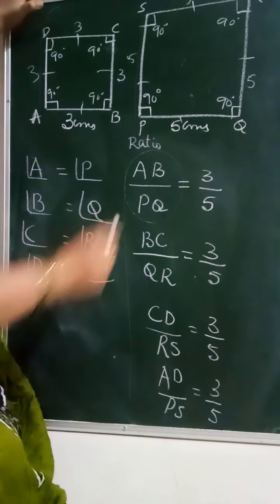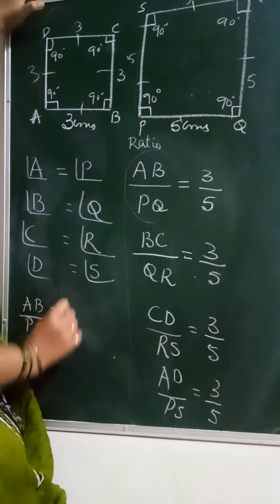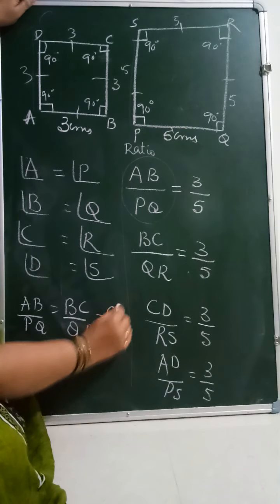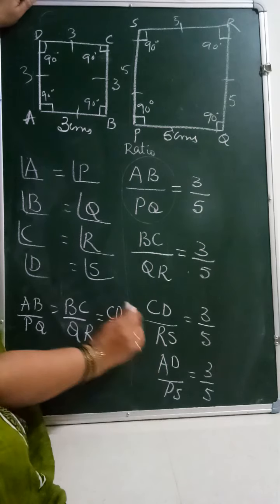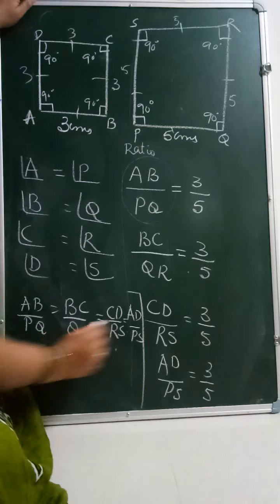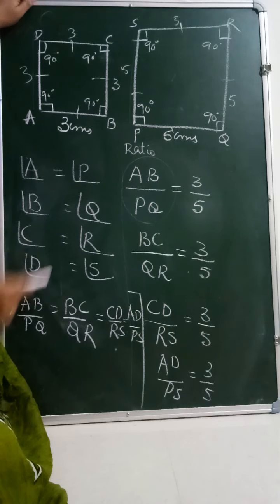Hence, I can say AB by PQ is equal to BC by QR is equal to CD by RS is equal to AD by PS. All the ratios are equal. How they are equal I have shown. If the ratios of the corresponding sides are equal, we call that proportional. If the corresponding sides' ratios are equal, you can say they are proportional.